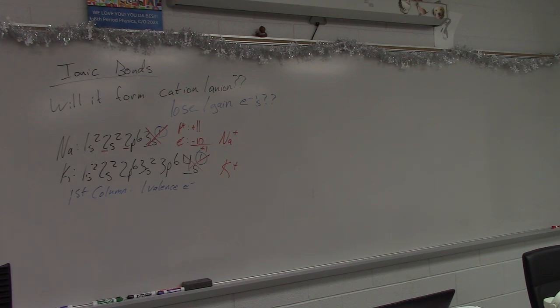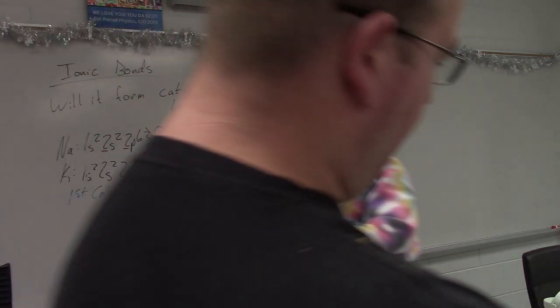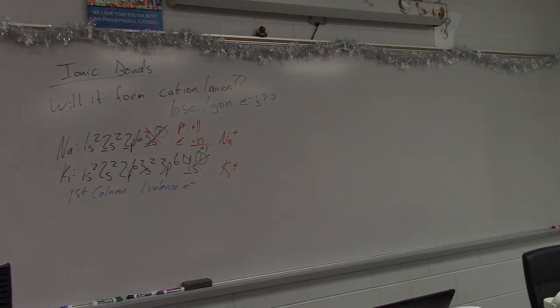Why are they doing this? Good question. Because they have trends. It's not necessarily why they're doing this. They want eight valence electrons, which is the octet. They want a full octet. Good job, Tanner.